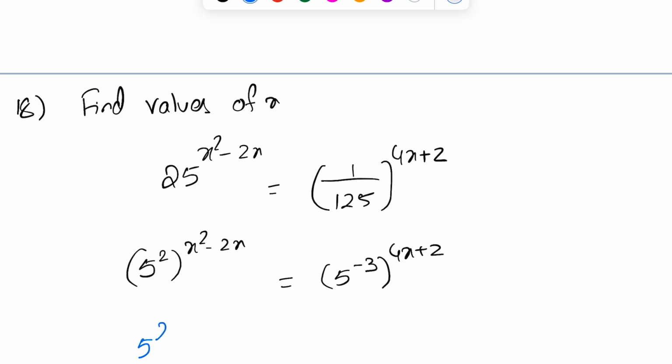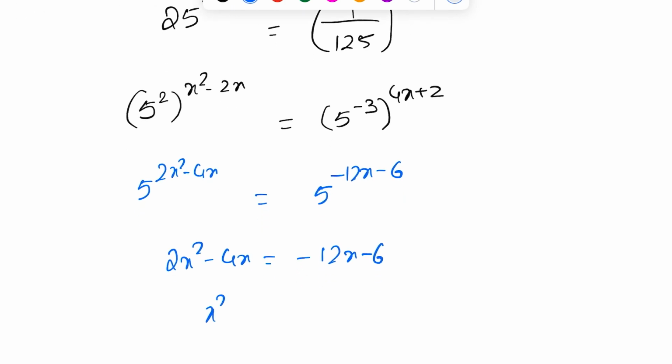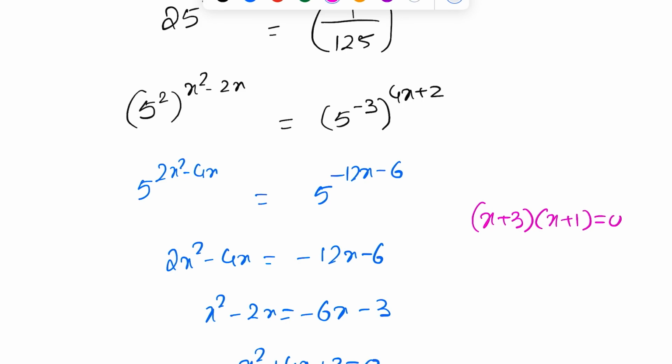So it becomes 5 power (2x square minus 4x) equals 5 power (negative 12x minus 6). So 2x square minus 4x equals negative 12x minus 6. Divide by 2 on both sides: x square minus 2x equals minus 6x minus 3. Bring all the terms on one side: x square plus 4x plus 3 equals 0. Factorize it: (x plus 3) times (x plus 1) equals 0. So either x equals negative 1 or negative 3. That is the answer for question number 18.